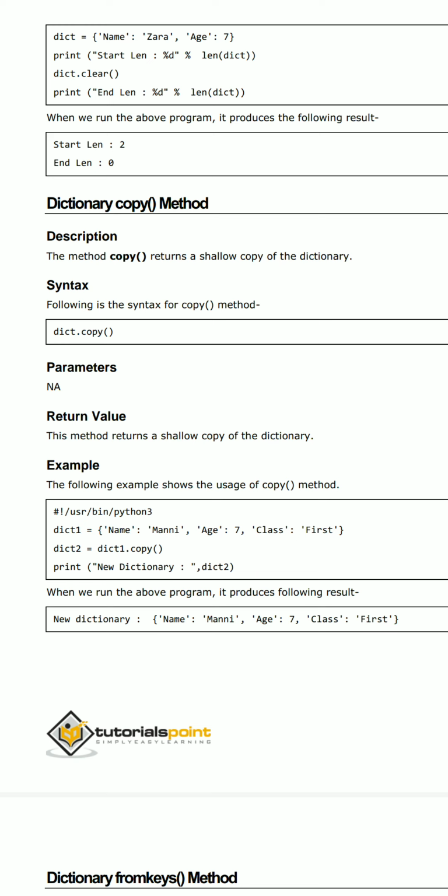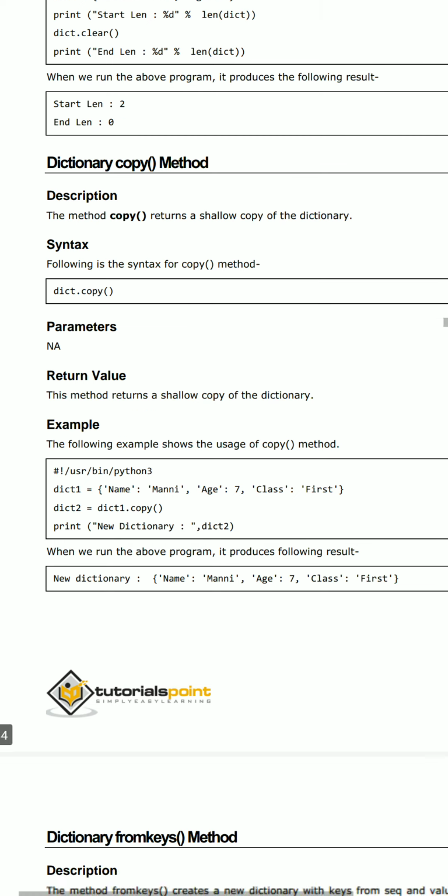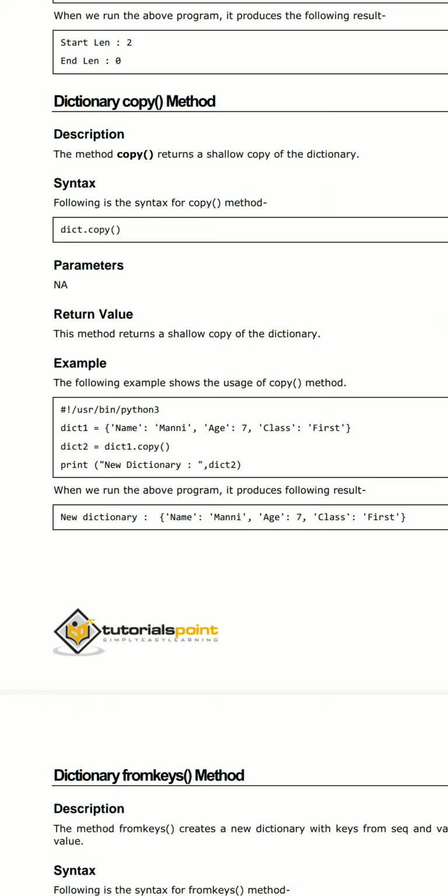So this method returns a shallow copy of the dictionary. The syntax is dictionary.copy(), and this method returns a shallow copy of the dictionary. Consider the dictionary example. Here I have the program name is money, age is 7, class is first, and dictionary2 is equal to dictionary1.copy().